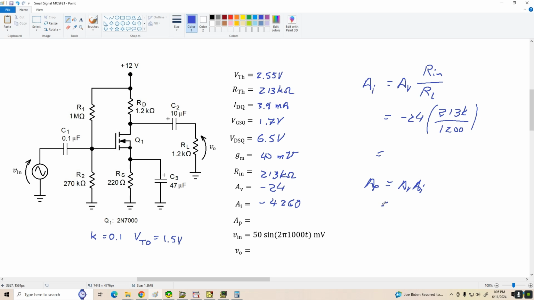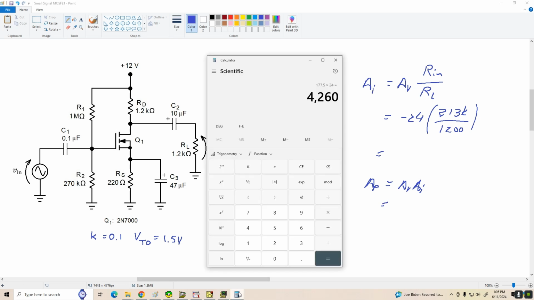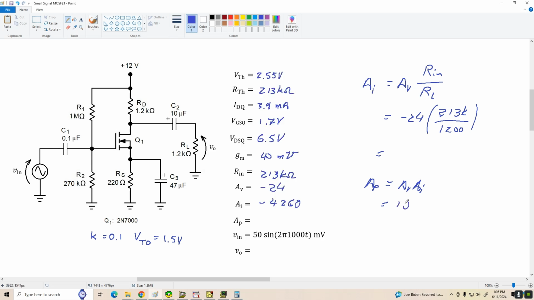And our power gain, remember, is the voltage gain times the current gain. So we're going to have negative 4260 times negative 24. And that's 102,240. All right, pretty high current gain and power gain.